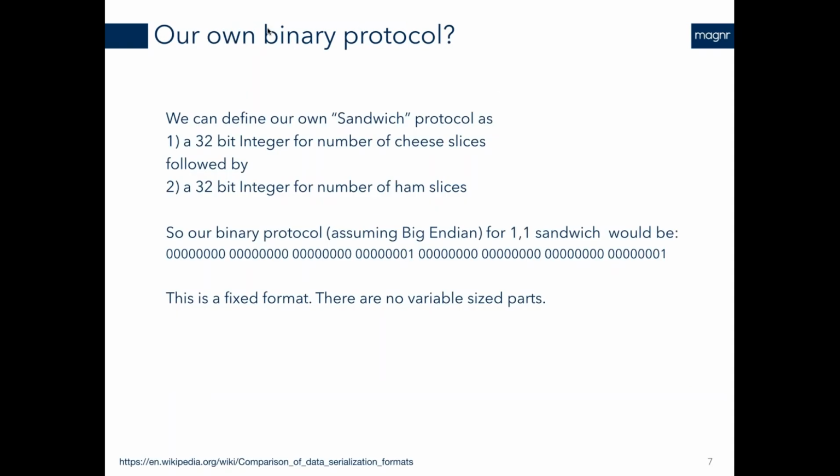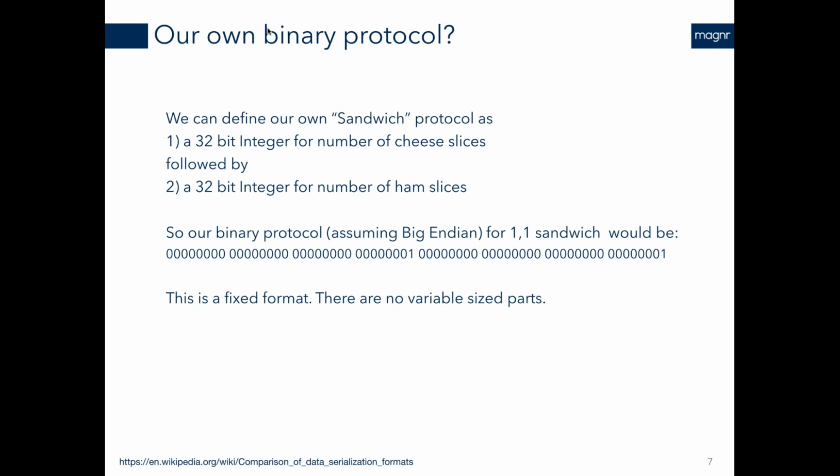So what is a binary protocol? Well, let's define our own protocol, and we'll call this protocol the sandwich protocol. Now I can define our sandwich protocol as an integer followed by another integer. So we've got 2 integers, they're both 32 bits or 4 bytes, and that is my protocol. It's my sandwich protocol, and it represents the number of slices of cheese followed by the number of slices of ham, and probably because I'm going to make a sandwich.